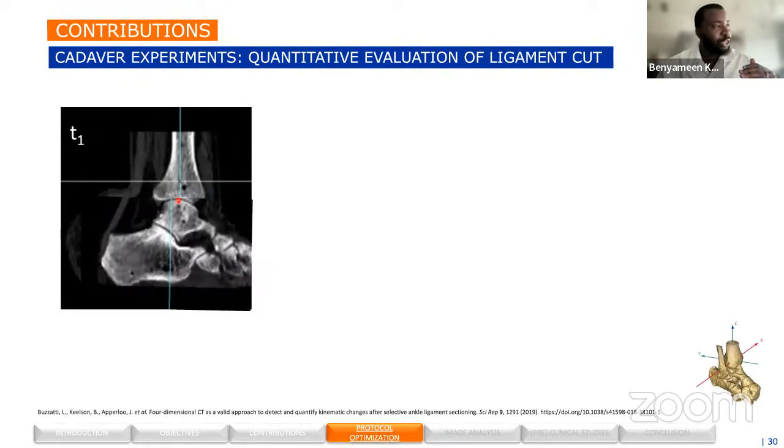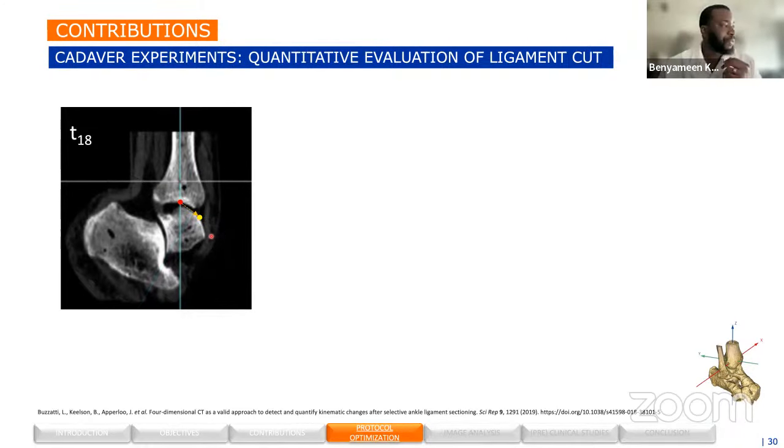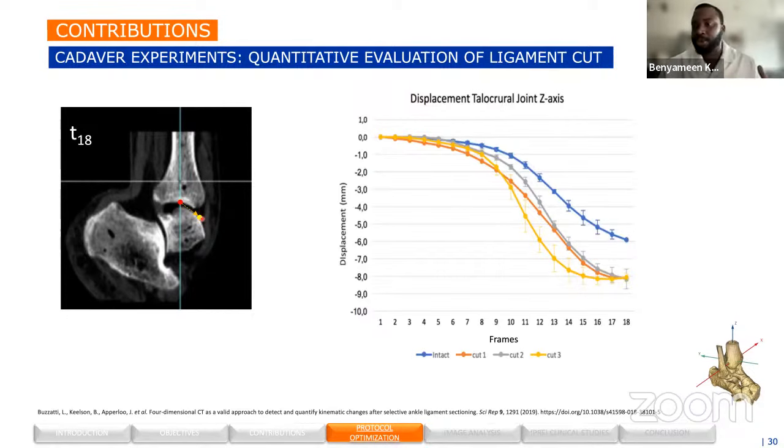So with that said, imagine now you have a point on top of your bone. By virtue of motion, this point is going to move to a different location because the joint is moving. And from the mathematical description of the bone, we can then track the motion of this landmark. And that's what we did here.